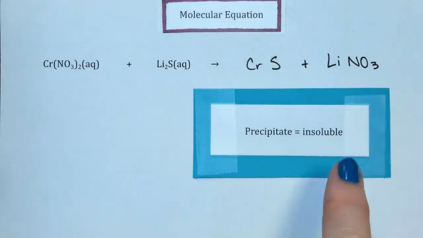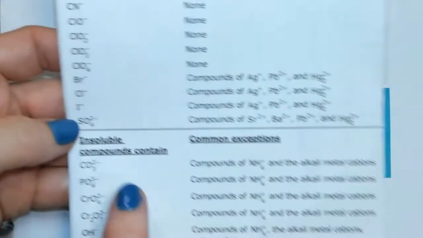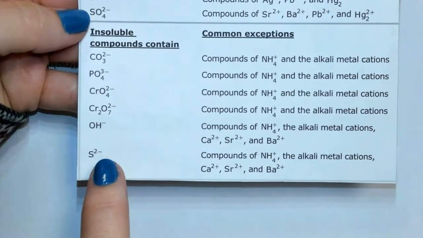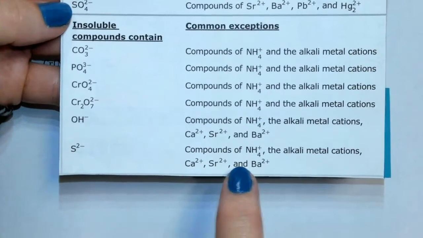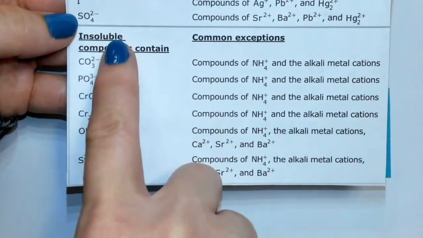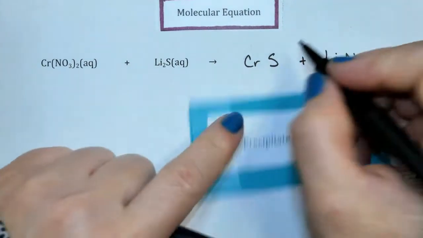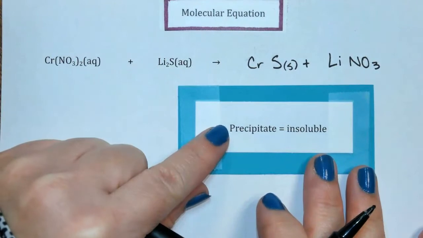The precipitate is going to be insoluble. So I'm going to look here at sulfide, and on my solubility rules, here's sulfide, and chromium is not one of the exceptions, and therefore, because that's insoluble, chromium sulfide is my precipitate. So I will label that with an S for solid to denote that that is our precipitate.